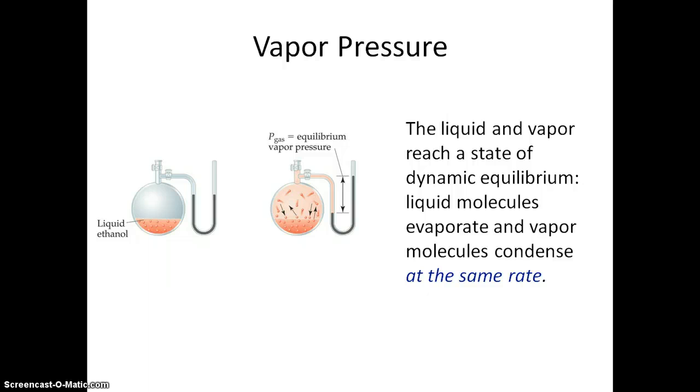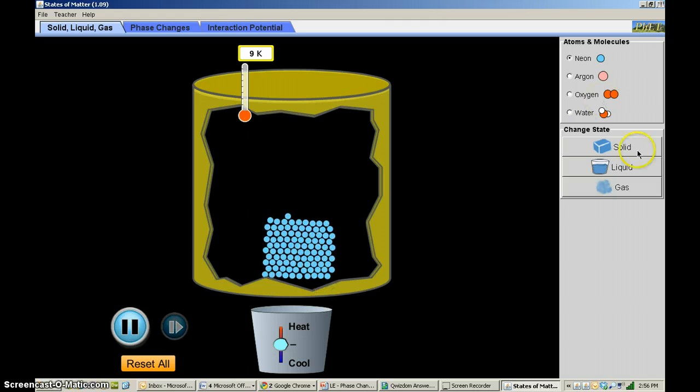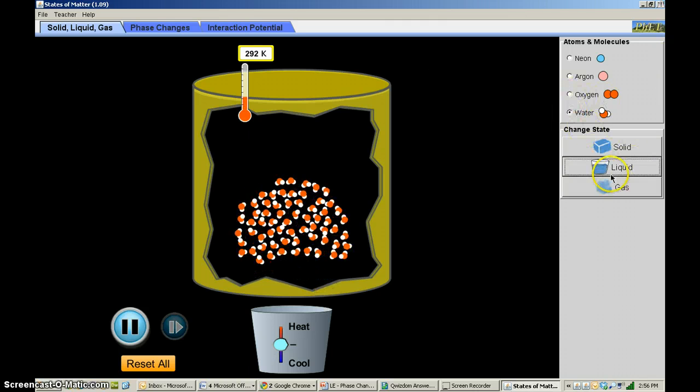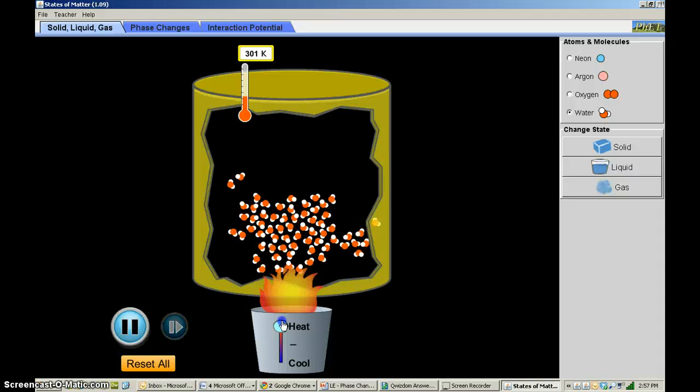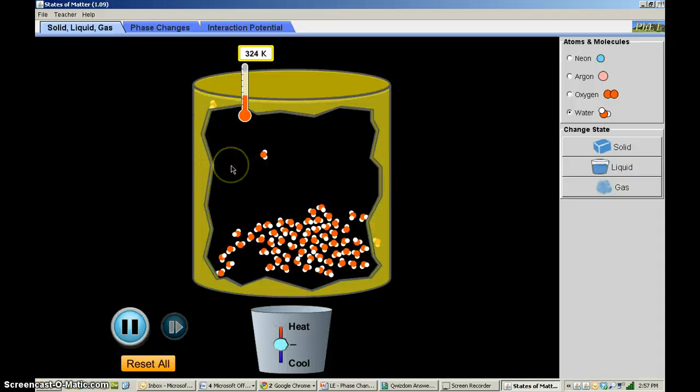The liquid and vapor reach a state of what we call dynamic equilibrium, and what that means is as molecules escape into the gas state of matter, some gas molecules are going back and condensing into the liquid state. We can see this in this simulation. Let me get water and let me make it a liquid, and let me add a tad of heat. All right, see these water molecules up here? They've escaped into the gas state of matter.